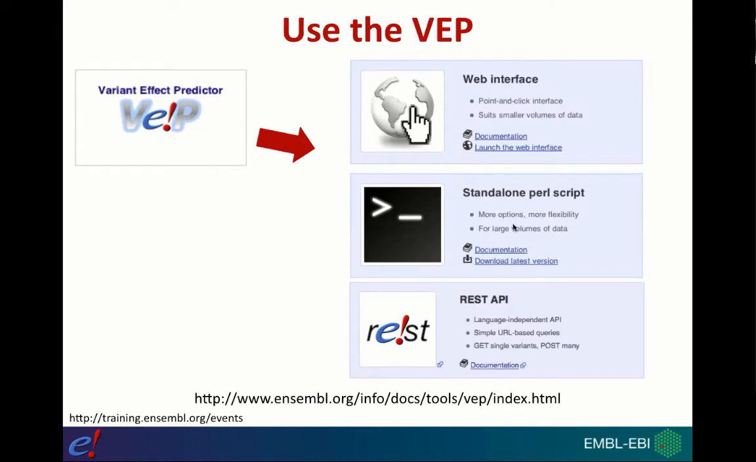Then we also have a standalone Perl script. This is a tool that you can install and run from the command line. So if you're familiar with the command line and happy to explore the Perl script, it does provide you with a lot more options and more flexibility as well. And it's much better for large data sets as well. So if you perform some whole genome sequencing, for example, and you have a list of 1 million variants, then the standalone Perl script will be able to much more efficiently and flexibly annotate your variation data set.